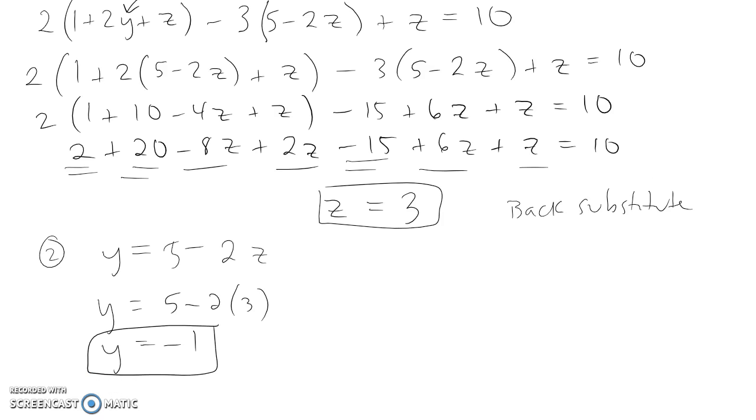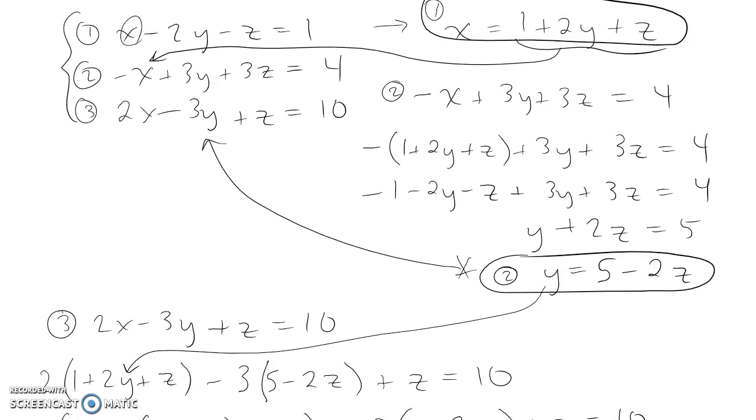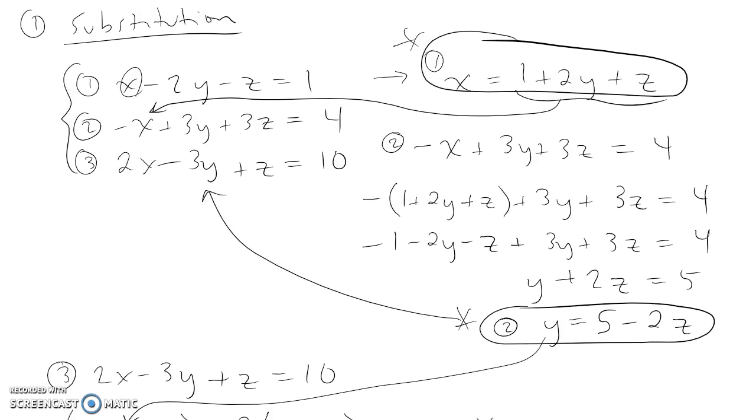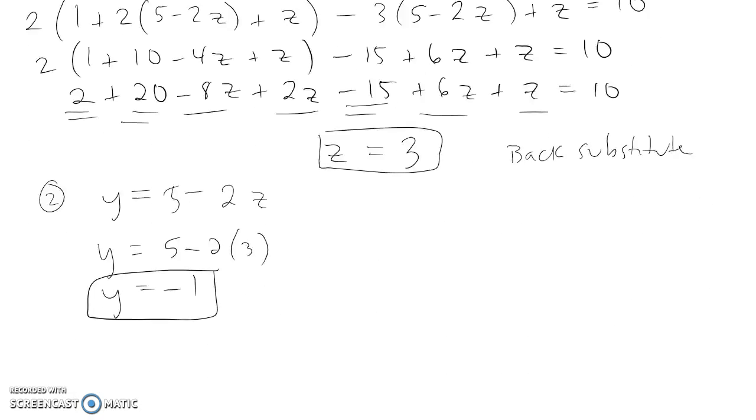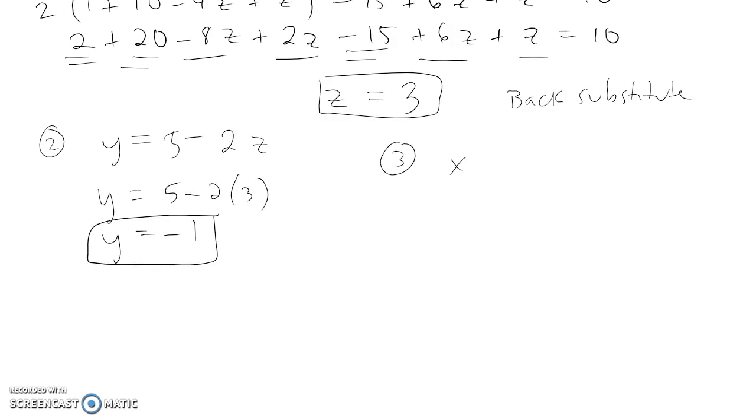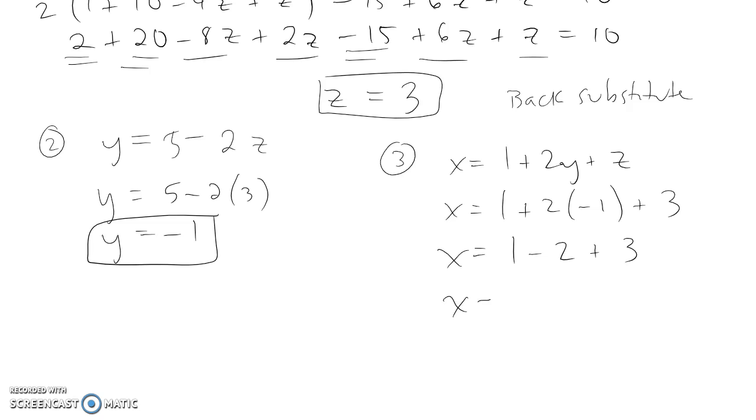Now I know what y is, what z is. I can go back to equation number 1 all the way up here and find x. So x is 1 plus 2y plus z. So now I know that y is negative 1, and I know that z is 3. I get 1 minus 2 plus 3, so 1 minus 2 is a negative 1, plus 3 is 2. So notice I got my values x, y, and z that solve this system. Of course you can check them by plugging them in, and I would encourage you to do that.